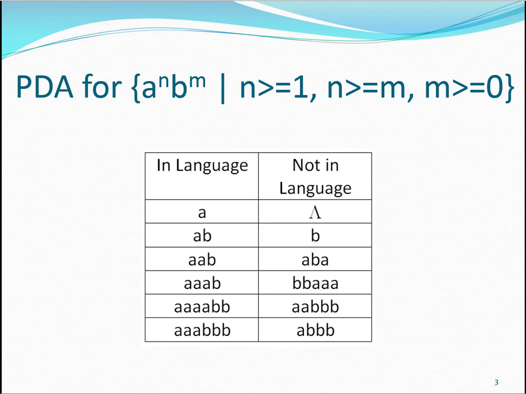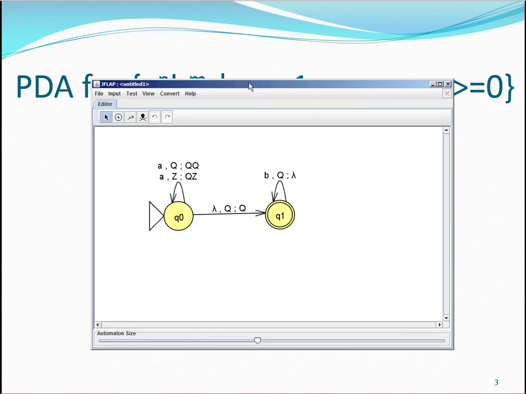So what I want to do is show you a JFlap PDA that I made for this language. If I see an A, and there's nothing on the stack, the stack is empty, then I'm going to push a Q. And if I see an A and there's a Q on the stack, I'm going to push 2 Qs.